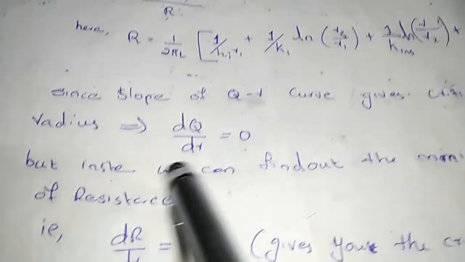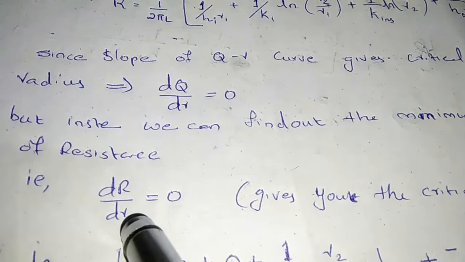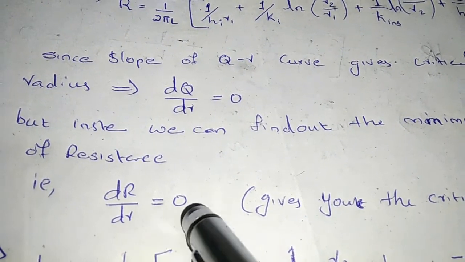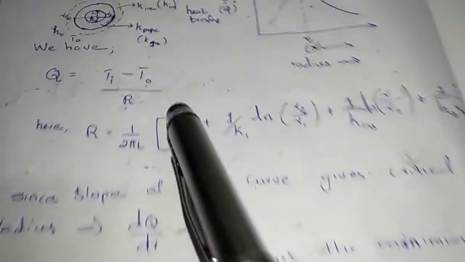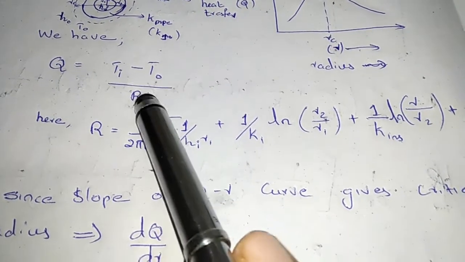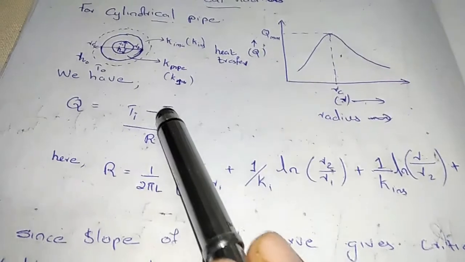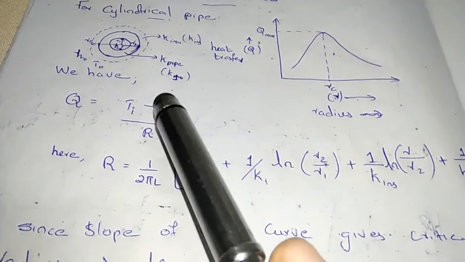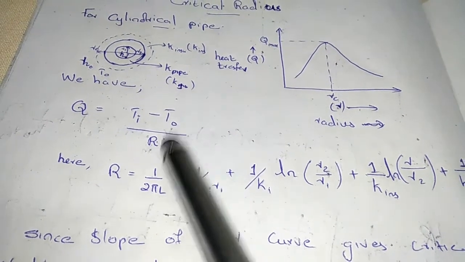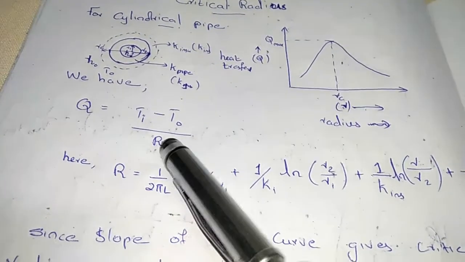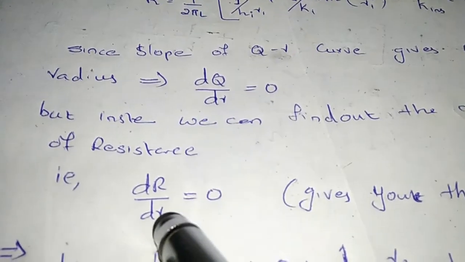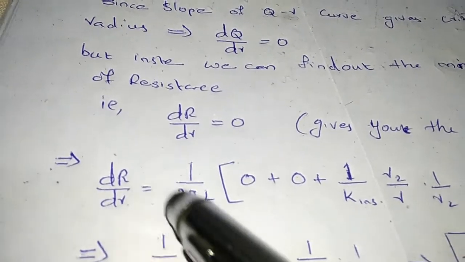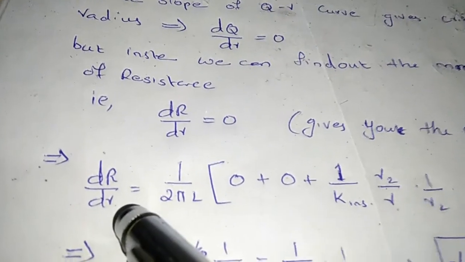So instead of using dQ by dr, we can also use dR by dr equal to 0. That means at this condition the resistance offered by the cylindrical pipe will be minimum, so the heat transfer rate gets maximized. So we can use this formula instead of this. Then just differentiate the resistance.